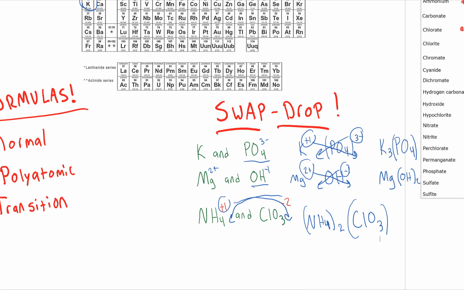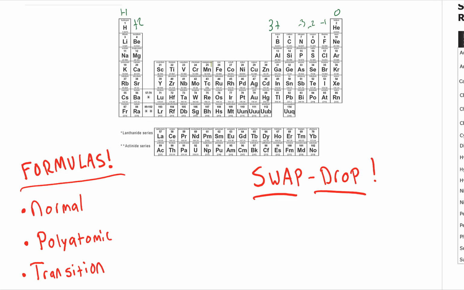Finally, swap drops with transitions. Okay, so the transition metals are normally in here, the D block. Sometimes they go in here, like lead is one of them, but these are the transition metals. They don't really fall under the normal categories. They're all weird because they're all different versions of them. But it is not more difficult because when I'm talking about a transition metal, I have to tell you which one. You never have to figure it out.